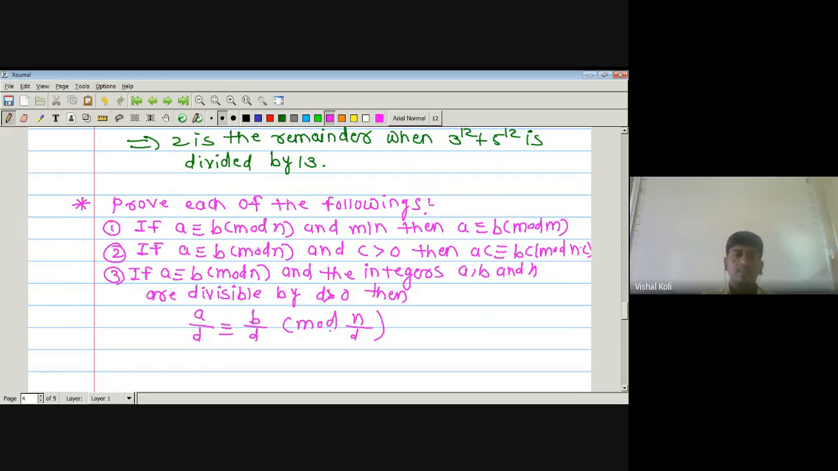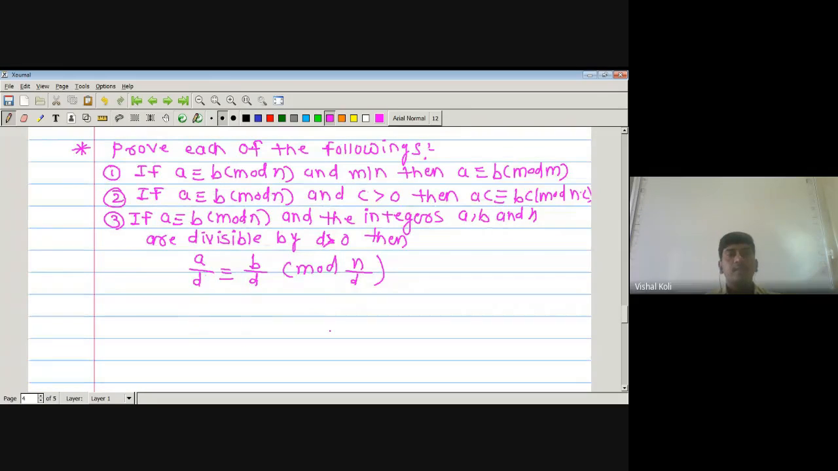These three conditions we have to prove. In the first one, if a is congruent to b modulo n and m divides n, then a is congruent to b modulo m. In the second one, given that a is congruent to b modulo n and c is greater than 0, we have to prove that ac is congruent to bc modulo n into c. And in the third one, if a is congruent to b modulo n and a, b and n are three integers divisible by some d greater than 0, then a upon d is congruent to b upon d modulo n upon d. So we have to prove these results.